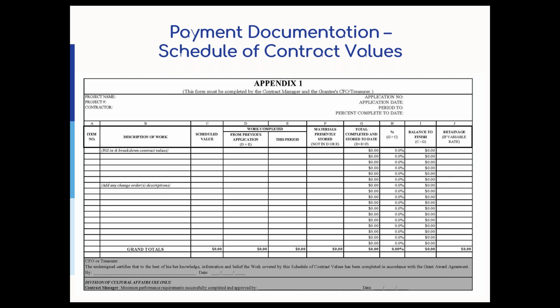Okay, so if they don't use those AIA documents, you can submit instead the schedule of contract values. I do have an Excel spreadsheet with this document. If you would like me to share it with you, just shoot me an email and I can provide it to you. Or your contractor or architect may use something similar to this. This is perfectly acceptable.